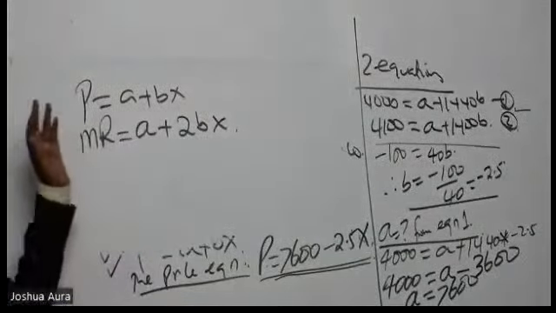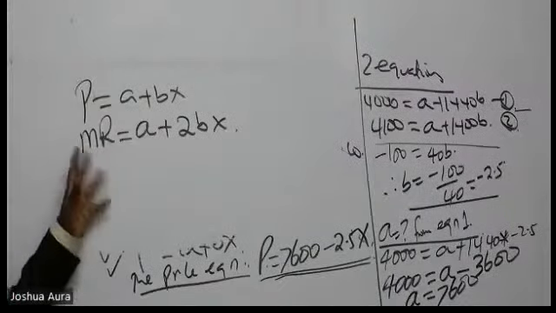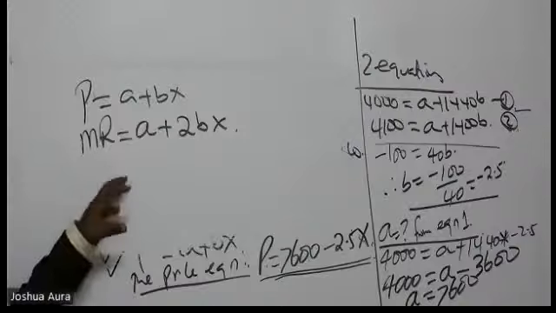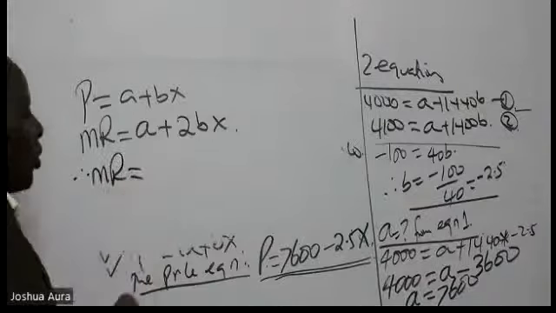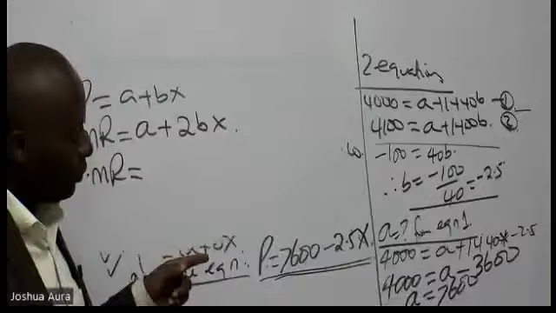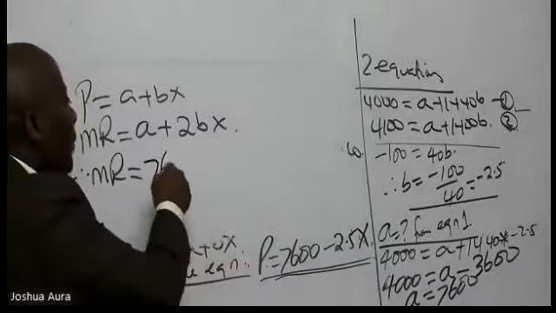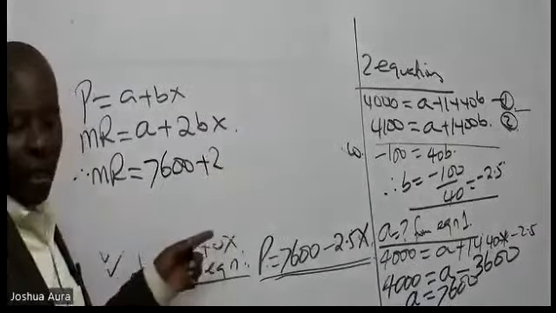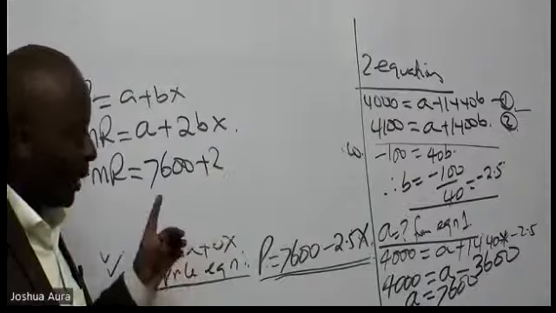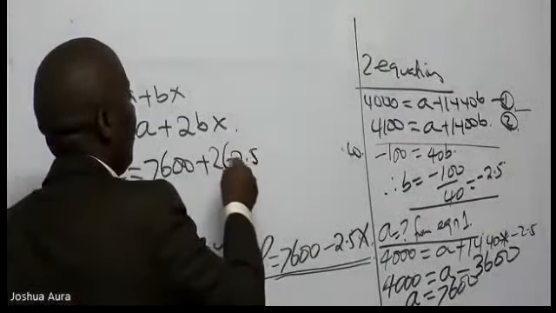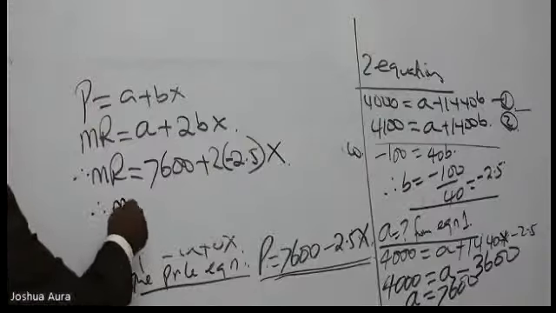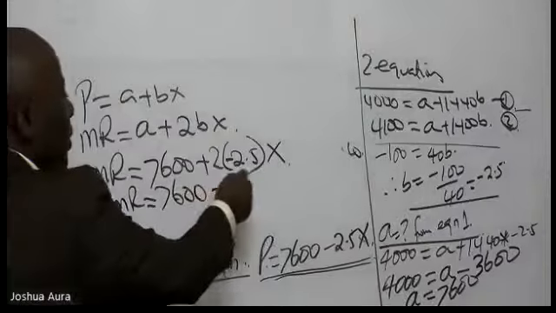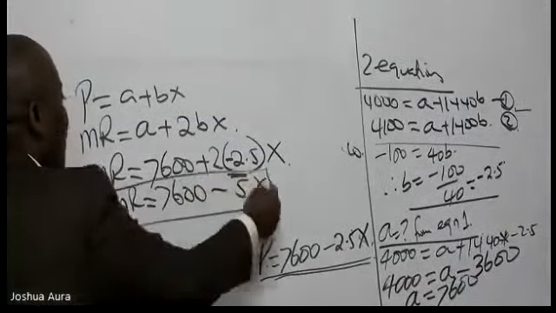In my class, I must have told you that if price is A plus BX, then marginal revenue you can get through a shortcut: marginal revenue is A plus 2BX. Now listen, in this question, do we know what our A is? 7,600, isn't it? Plus 2, do we know the value of B? Minus 2.5. Then of course, X, we don't know X. So my marginal revenue will end up being 7,600 minus 5X. This is the answer.